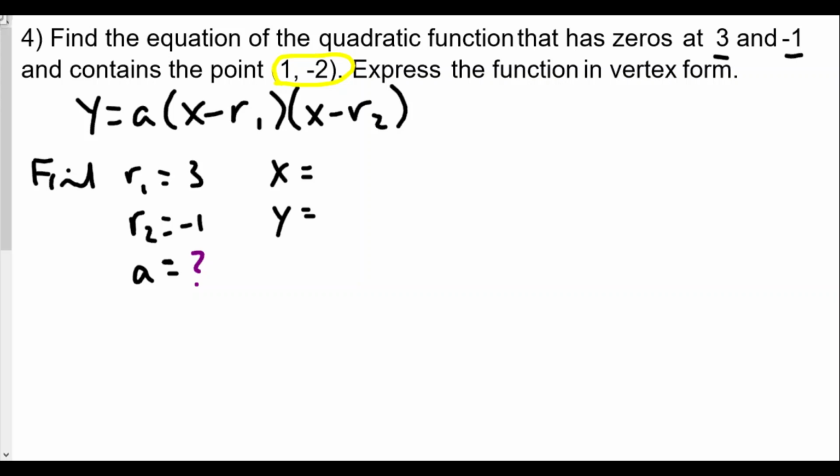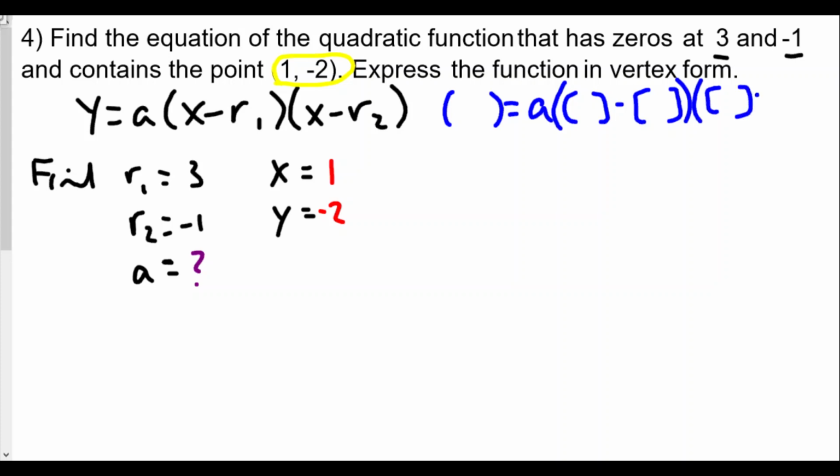In the coordinate (1, -2), our x value is 1, and the y value is -2. So we'll now plug into our formula here. We're going to put parentheses for y equals a times, bracket for the x minus bracket for the r1, times bracket for the x minus bracket for r2. And now we'll just plug in values. In the formula, y is in the front, so it's -2, and the x values are the first terms in each parenthesis, so that's 1 and 1. The r1 we said was 3, and r2 we said was -1.